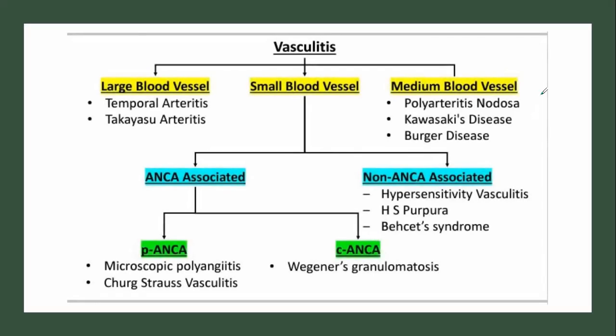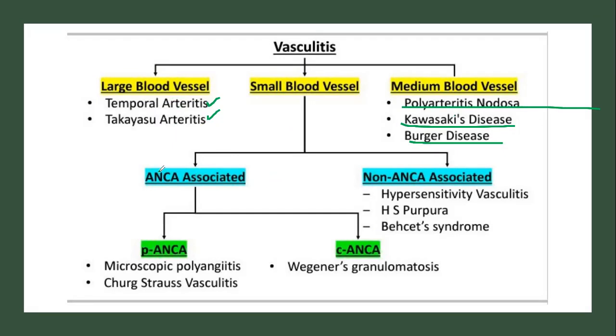Now, when we were discussing classification of vasculitis, we said you can classify it according to the size of the blood vessel affected. So we had large vessel vasculitis: giant cell arteritis or temporal arteritis, and Takayasu arteritis. The name of Takayasu arteritis is pulseless disease. Then you have medium blood vessel vasculitis, which we'll be discussing today. We have PAN, polyarteritis nodosa, Kawasaki's disease, and Buerger's disease. The name of Buerger's disease is thromboangiitis obliterans. Then you have small blood vessel vasculitis.